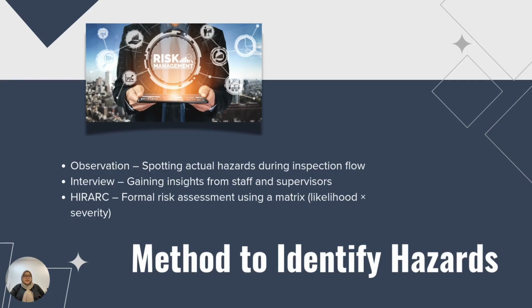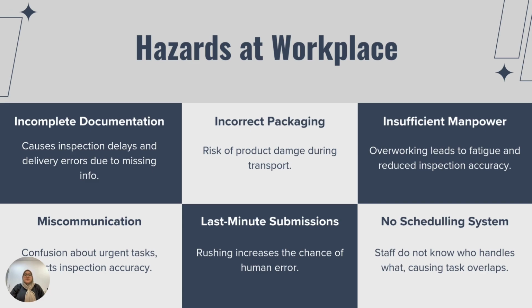Okay, to achieve those objectives, these were the methods I used to identify and analyze the hazards. To identify these hazards, I used three basic methods. First, I observed the inspection process to see what problems might occur. Then I interviewed staff and supervisors to understand their experiences. And finally, I used HIRAT to analyze the level of risk based on how often the hazard occurs and how serious the effect is. With that method, these were the 6 main hazards I found during my internship.